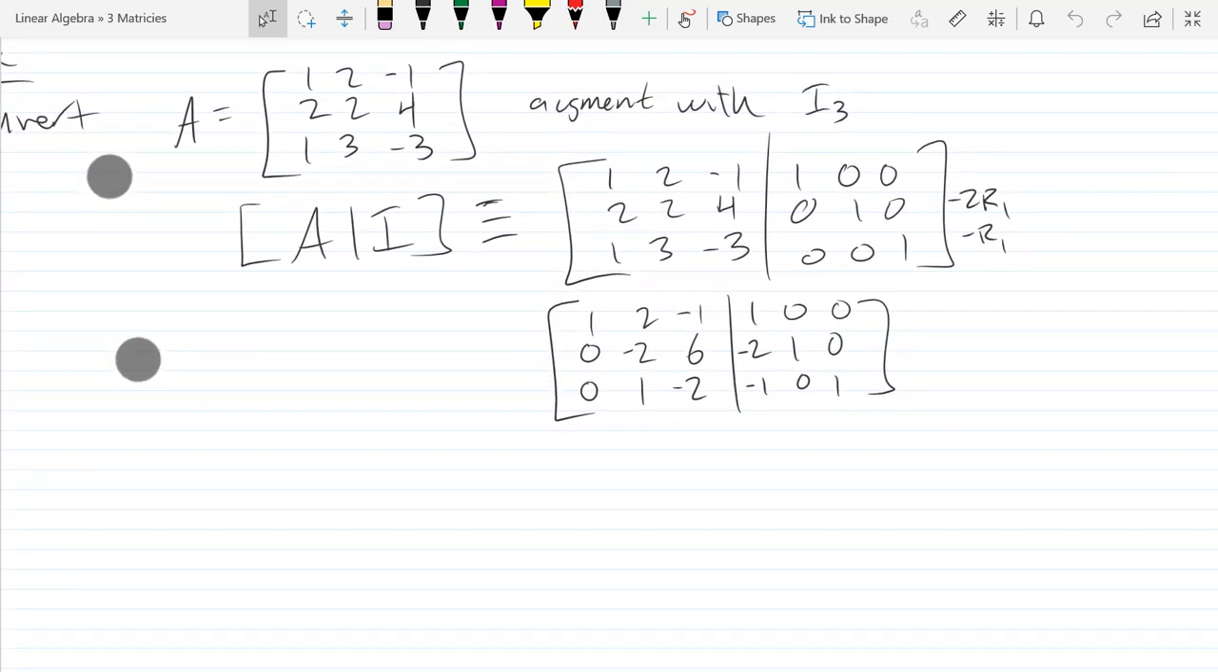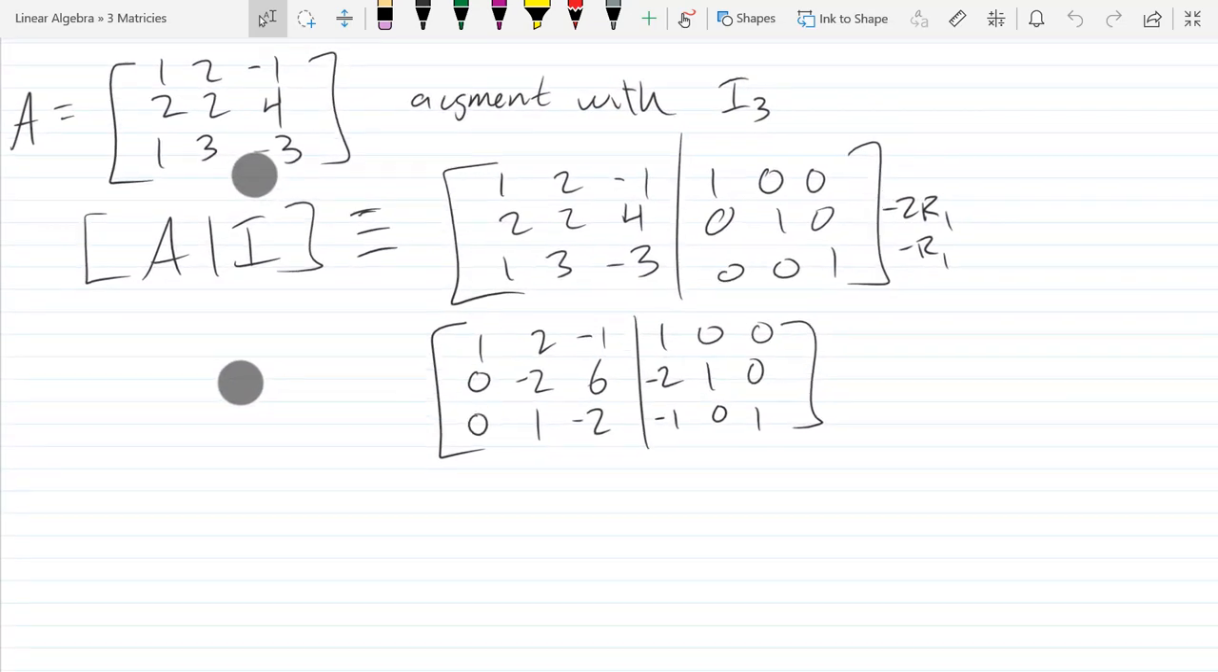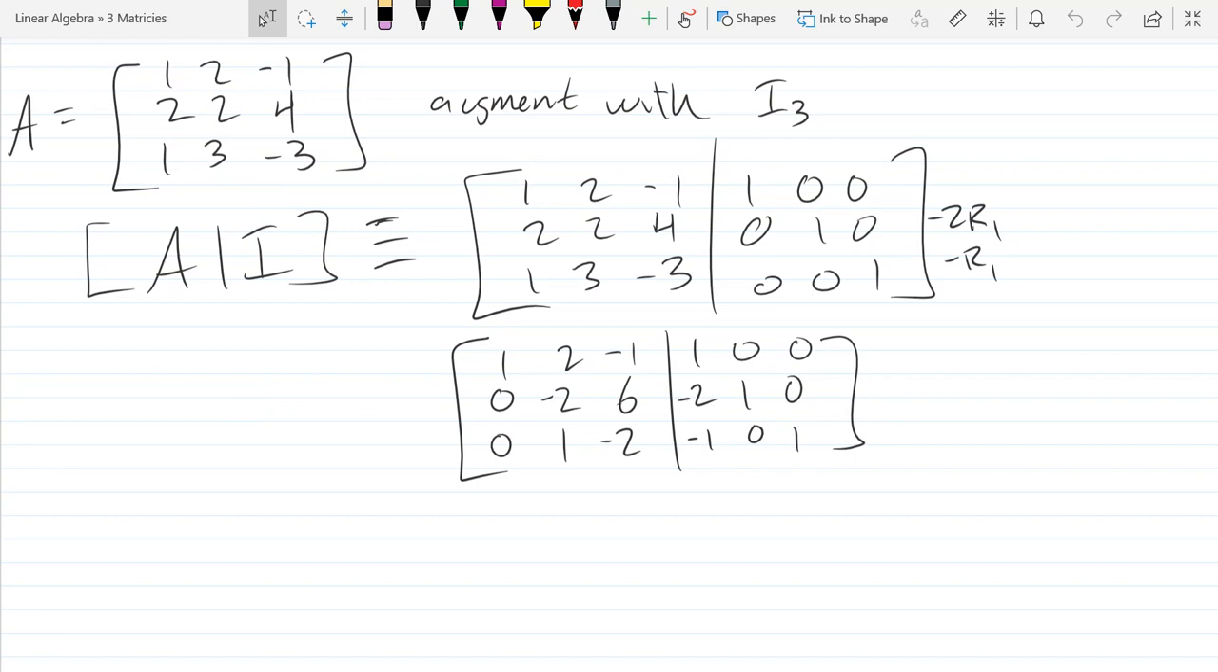So we were in the middle of inverting a matrix, and we need to row reduce the left part right here. So we're turning that into, hopefully, the identity matrix. If we're able to do it, then what we get on the right side is the inverse. So we're going to keep going with our row operations here.